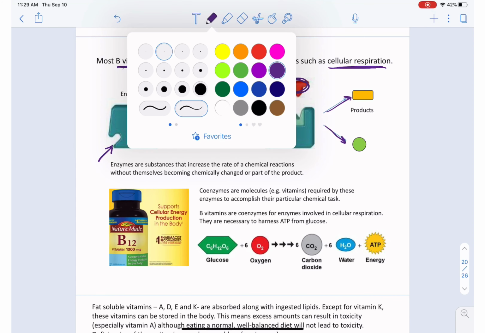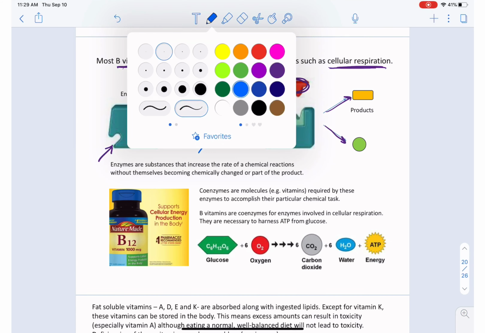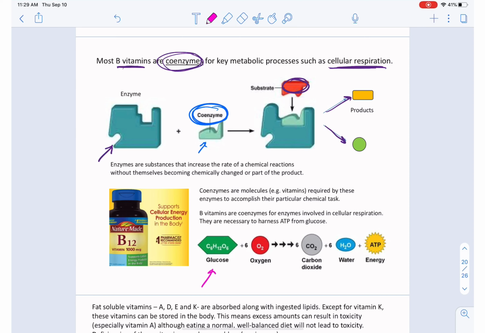But lots of enzymes, in order to perform their jobs, require what we call coenzymes. These are molecules required by enzymes to accomplish their particular tasks. And most of the B vitamins are coenzymes. And when we look at the process of cellular respiration, taking glucose and converting that to ATP into energy, there's hundreds of enzymes that are involved in this process. And the B vitamins are coenzymes for many of those enzymes involved in converting glucose into ATP.